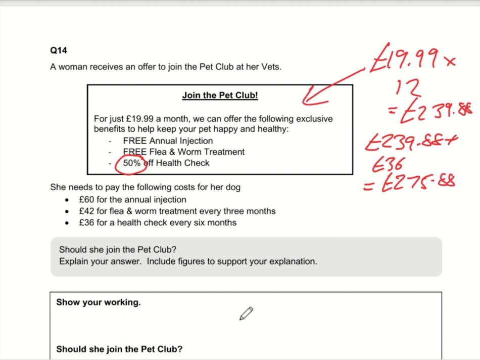So all this working should be down here, but I just don't want to be scrolling up and down. However, she's not in the pet club. She will pay £60. She will pay £42 every 3 months. So how many 3 months are there in a year? Or 12 months divided by 3 is 4. So she'll be paying for 4 lots of £42.